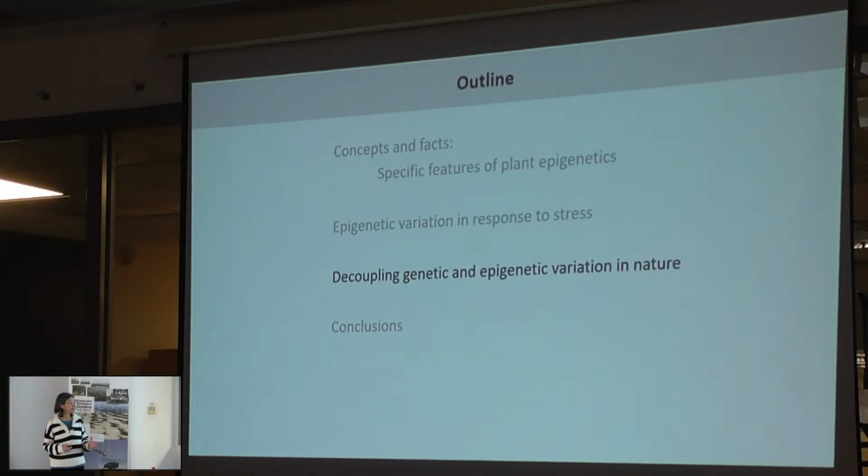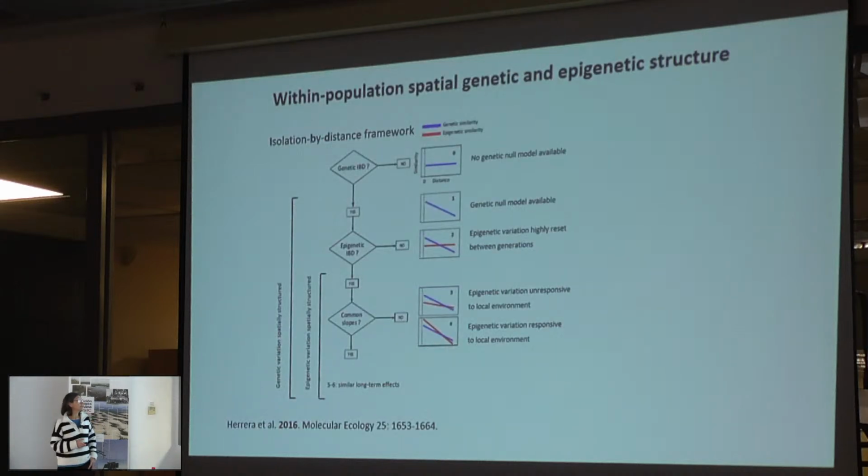Okay, the second part. As we found these differences between the two provenances, we were intrigued by that, and it could be genetic or epigenetic. And how to decouple genetic variability from epigenetic variability in nature? So one possibility is to investigate the relationship between genetic variability and distance between individuals.